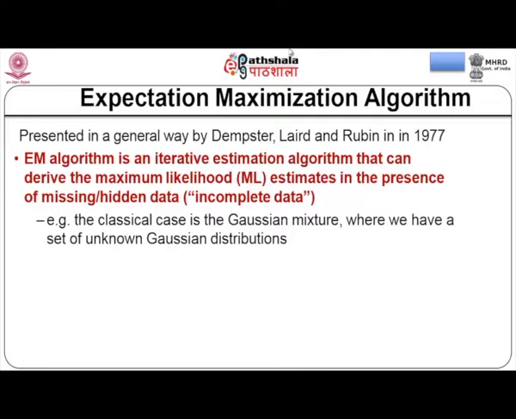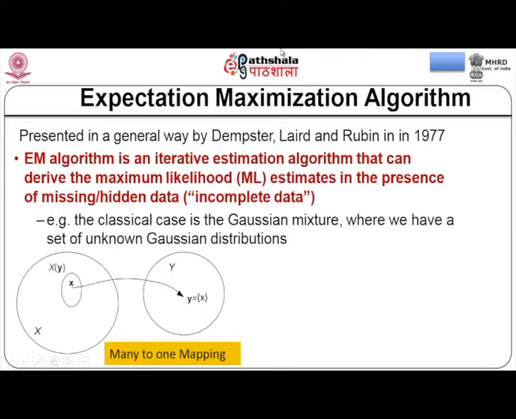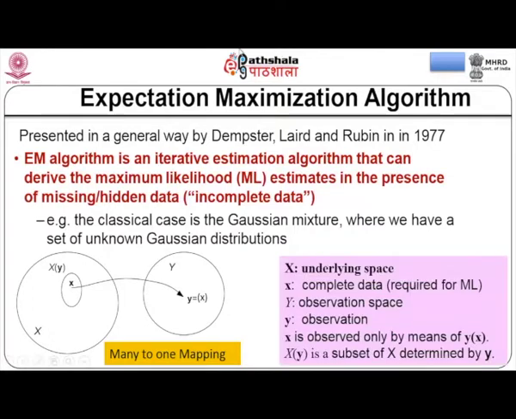So, EM is also called an estimation algorithm. It is basically a many to one mapping. If you look at this, the capital X is the underlying space and small x is the complete data. This is required for machine learning. Y is the observation space and small y is the observations. So, x is observed only by means of y of x, and capital X of y is a subset of X determined by y. Our job is to find out this y.